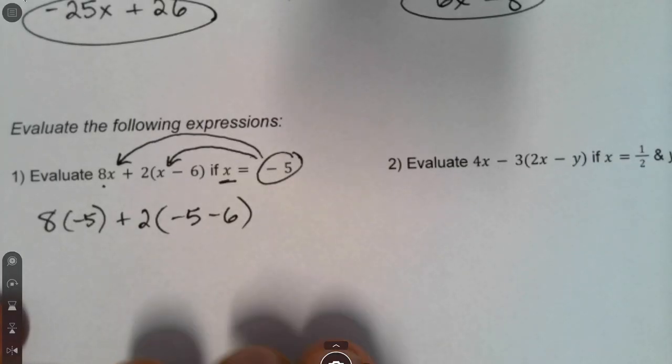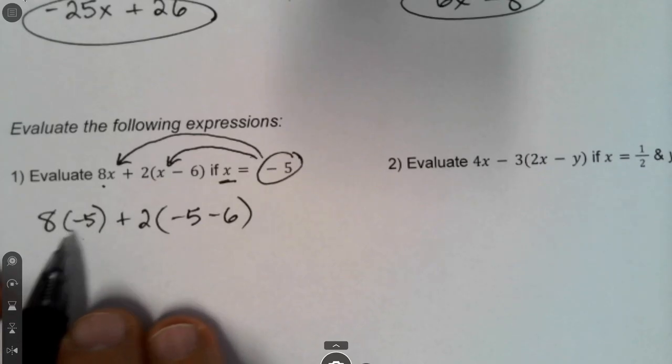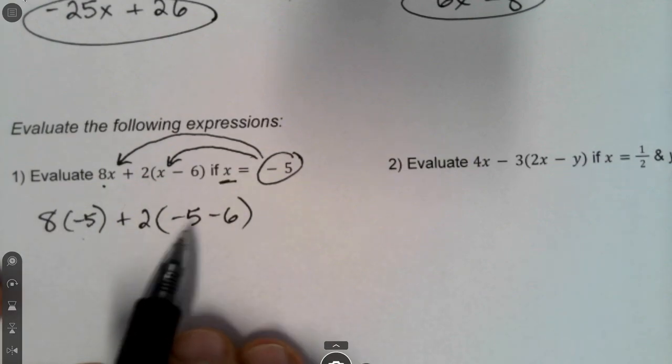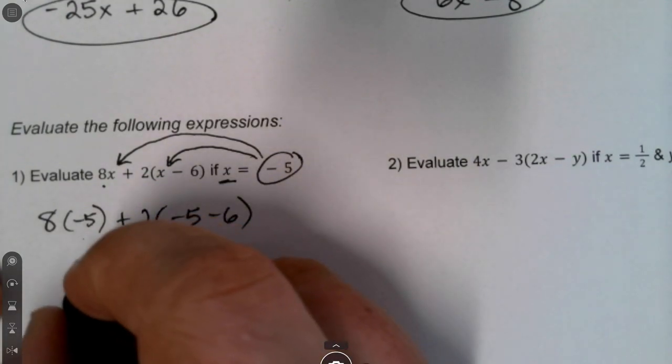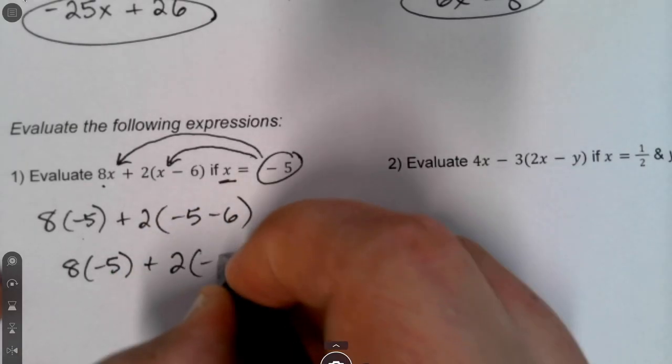Now we got to follow what we talked about last section, which is the order of operations. So we do what's in parentheses first. Well, this doesn't have anything to do inside the parentheses. These parentheses are really just to show you it's 8 times -5. But over here we can. That's -5 minus 6, which is -11.